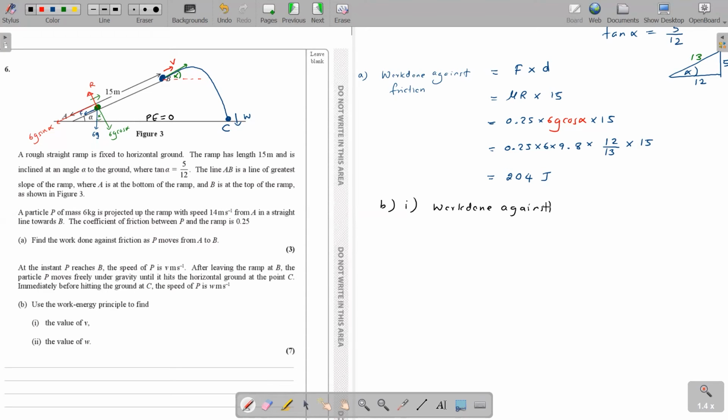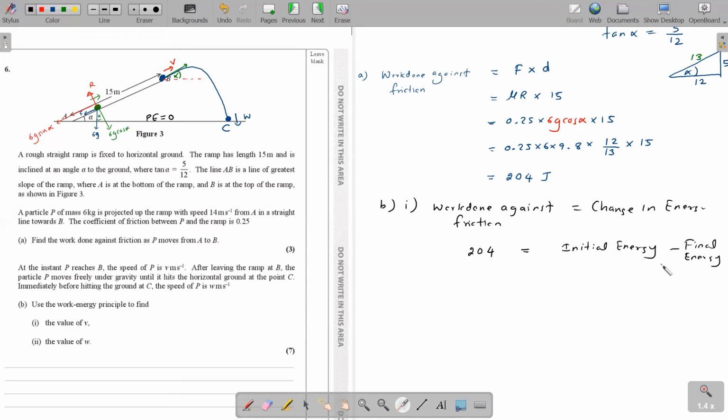The work done against friction is equal to the change in energy. The work done against friction was found as 204 joules. For the change in energy, the initial energy is the larger one, and you subtract the final energy from it. You do realize your final energy is lower than the initial, right? Because when you travel through the rough ramp, you lose part of your energy.